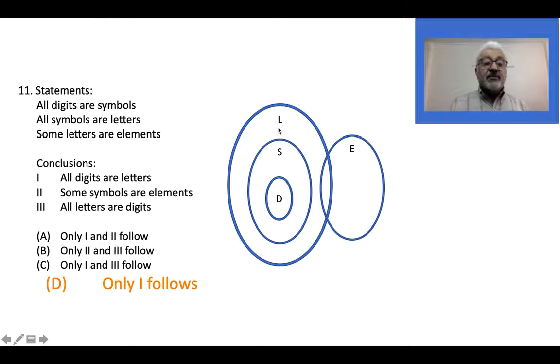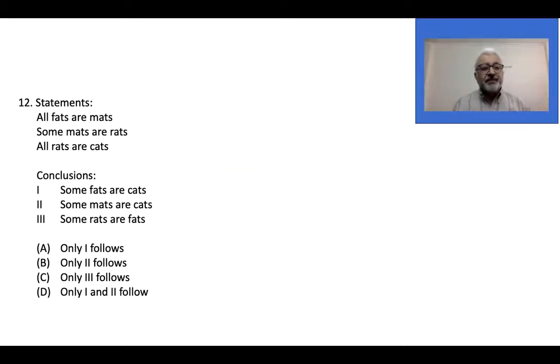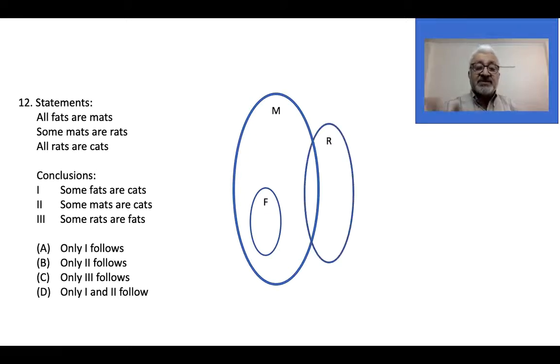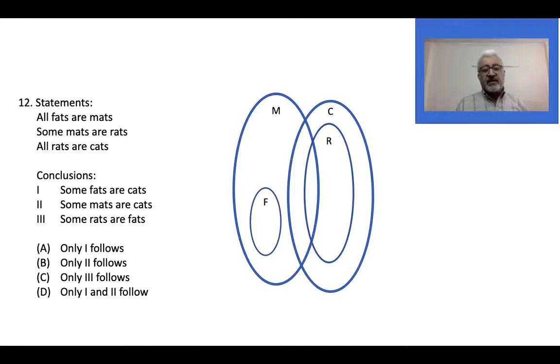All right. Question number 12 talks about, again, all affirmative. So we'll start with the first one. All fats are mats. Okay, we've got fats, we've got mats. So all fats are inside mats. Okay, then it says that some mats are rats. So mats have some relation with rats. Okay, and all rats are cats. So rats are inside cats.